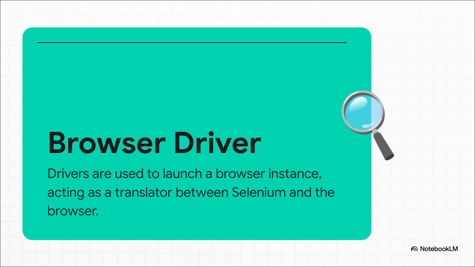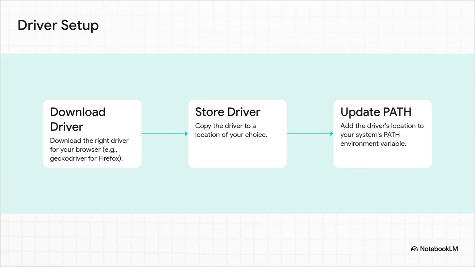And honestly, the best way to think about it is as a translator. Your Selenium script speaks Selenium, and your browser, well, it speaks Chrome or Firefox. The driver is the thing that sits in the middle, translating messages back and forth so they can actually understand each other. Now, getting this set up basically comes down to 3 steps.